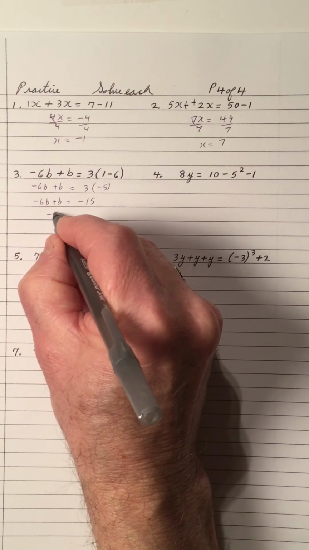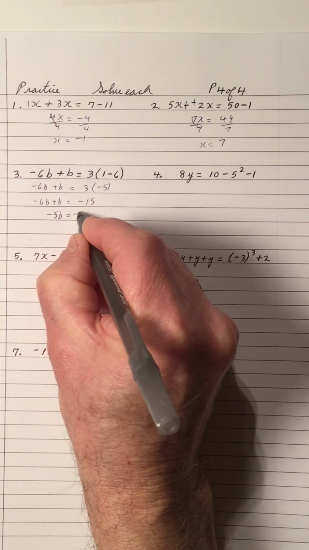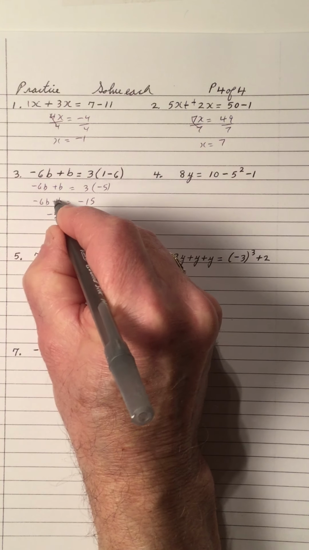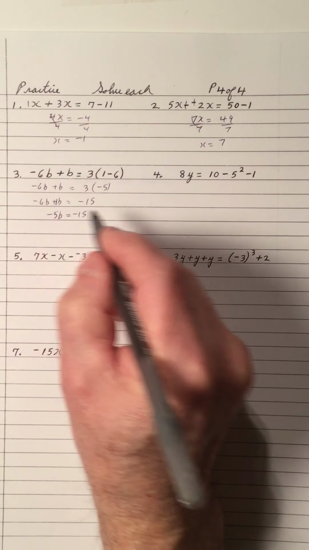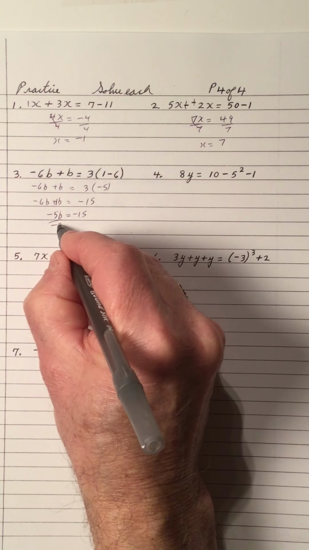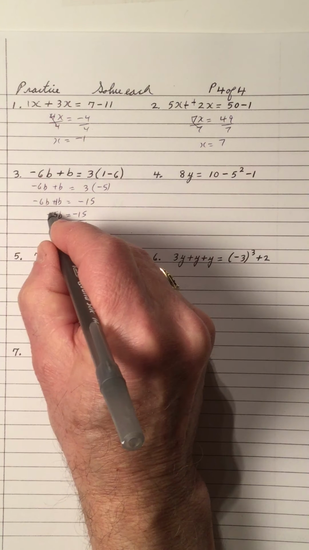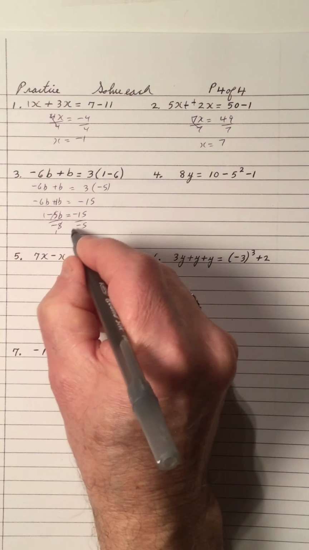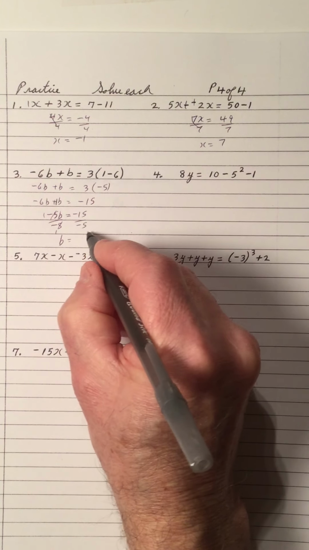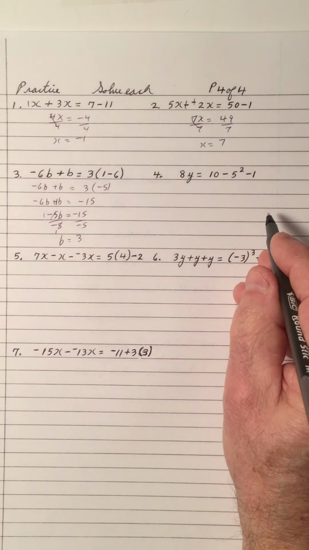That's a -5b equals -15. Notice that's a 1. -6 plus 1 is -5. Divide by -5 on both sides. They cancel. So b is 3.